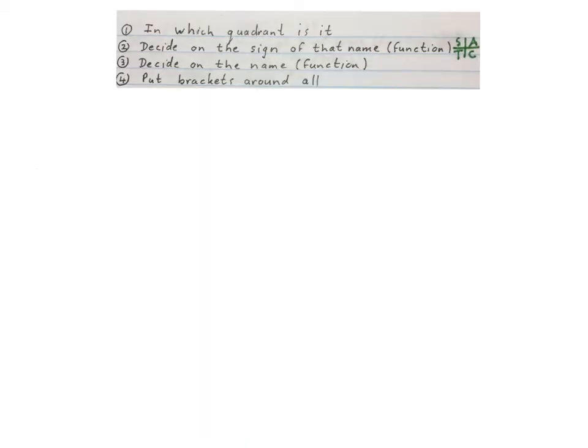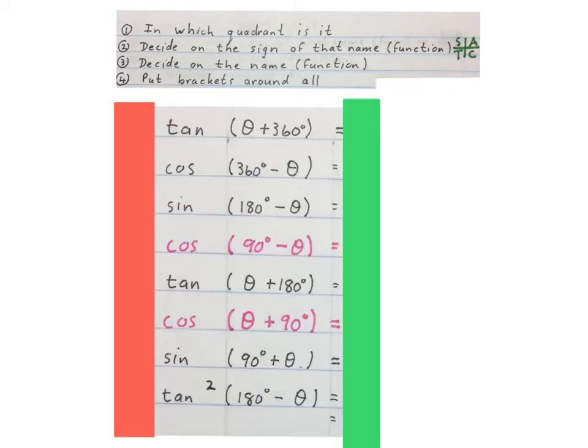I'm going to give you about 40 examples, questions with the answers. Remember the 4 rules. Which quadrant? Is the answer a plus or a minus? What is the name I'm going to use? And put it in brackets. So let's see if you understand what you were taught.